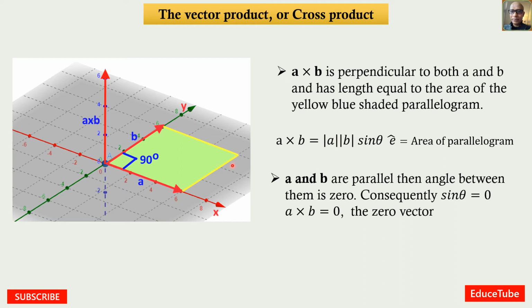If it is not 90, suppose A and B are parallel, then the angle between them will be 0, because now it is 90. When these two vectors are parallel, the angle will be 0. Consequently sine theta will be 0, because sine 0 is 0. So this A cross B, this whole value, will be 0. So the vector is the zero vector.